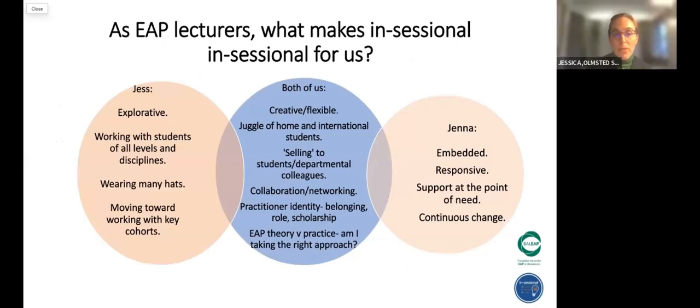So based on those different contexts, we can now maybe answer this question of what makes In-Sessional for us as EAP lecturers and teachers. So for me, it's definitely explorative. At Durham, we work with all levels of students, all different disciplines. So we can work with anything from a foundation level student all the way up to PhD, and across different disciplines. So it is very explorative. And I think that's one of the really exciting aspects of working on In-Sessional.